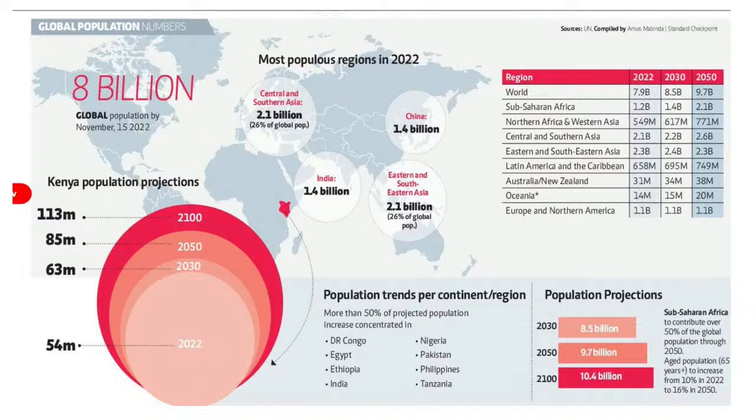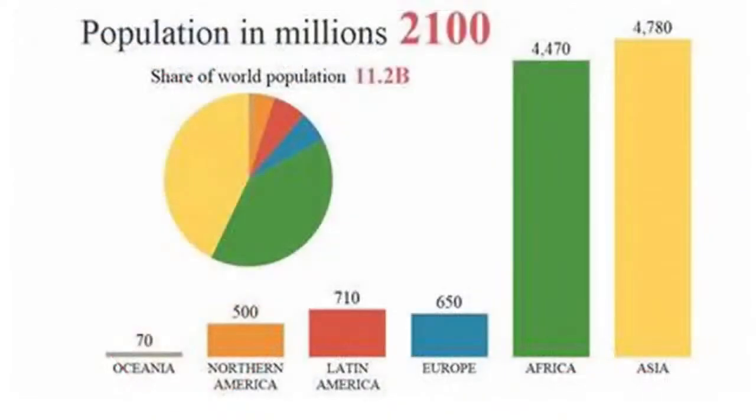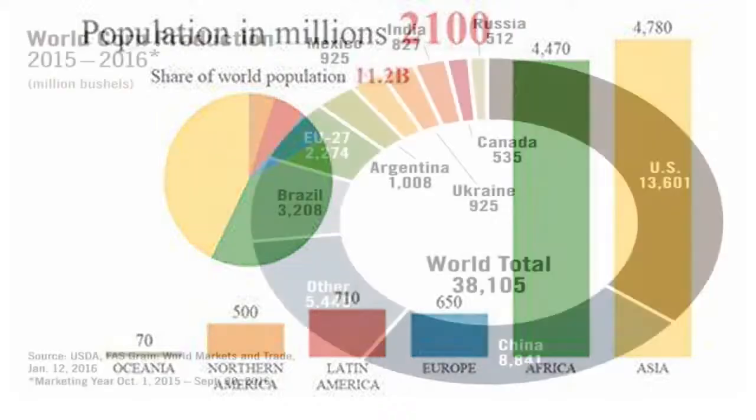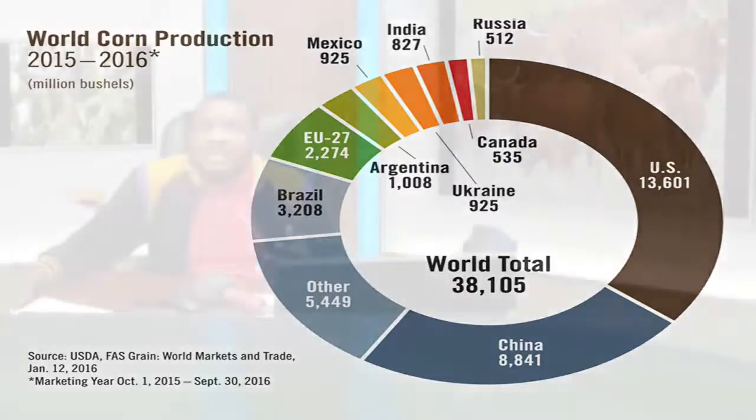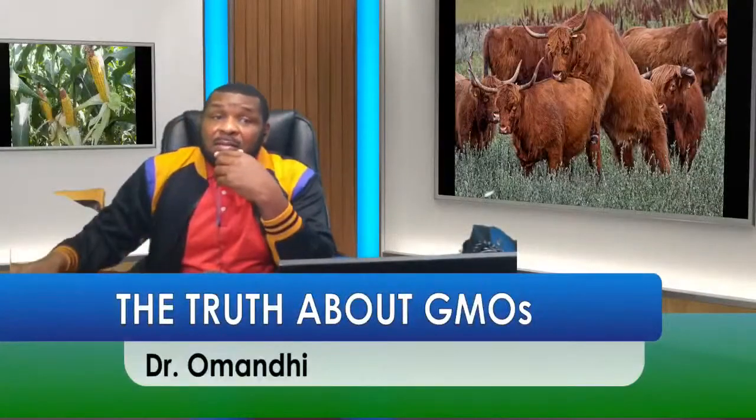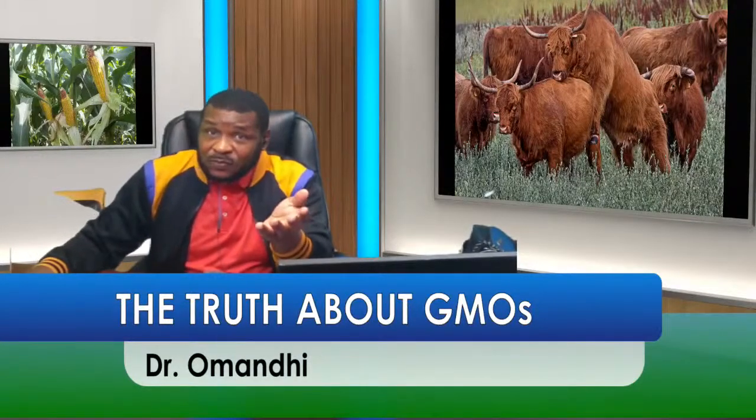Can we sustain and feed our people from this kind of food, the way we are arguing now, if that is how the population of the world is going to be? Now, the corn production: you can see the US produces the highest, about 40% of the world's corn, and China. Even Ukraine and Mexico produce more. Do they produce it the traditional way? No. They use this genetically modified method to get this food.